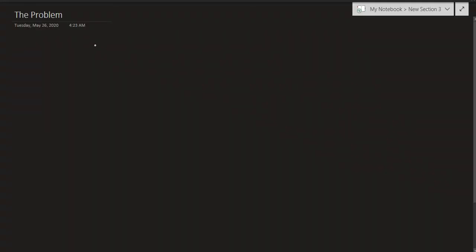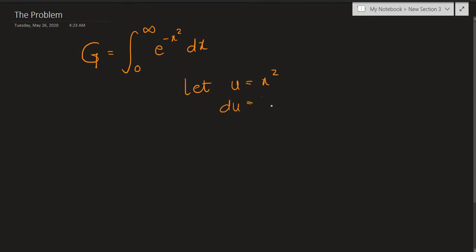So the problem, as always, is, let's call it G, the Gaussian integral, which is the integral from 0 to infinity of e raised to negative x squared dx. This time let's use u substitution. Let u equal x squared, such that du equals 2x dx. So dx is du over 2x, but x is just the square root of u, so 2 times the square root of u.